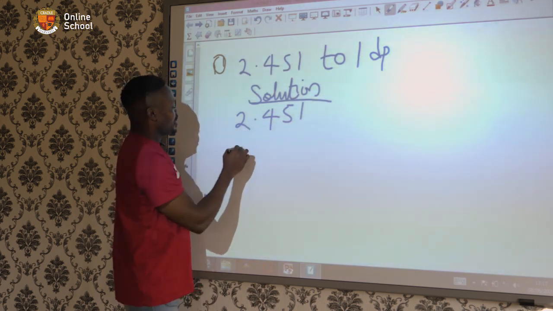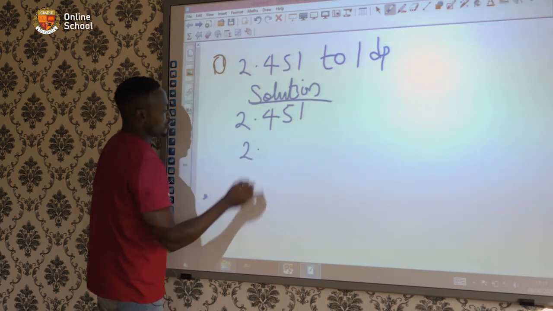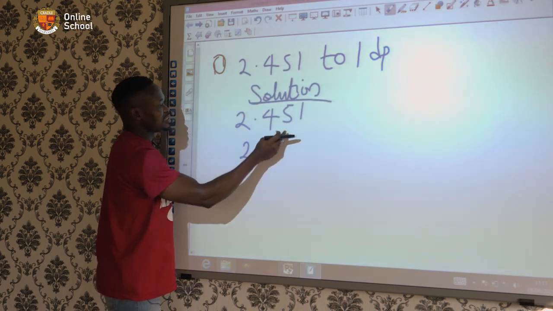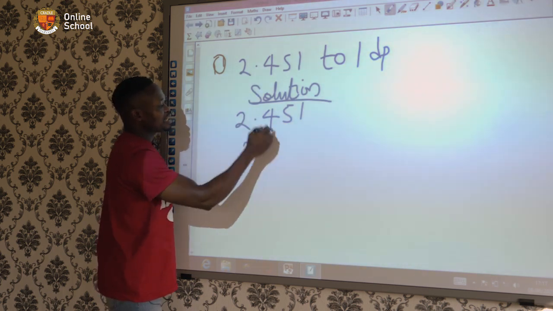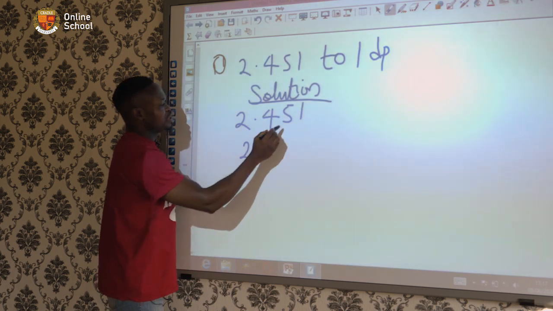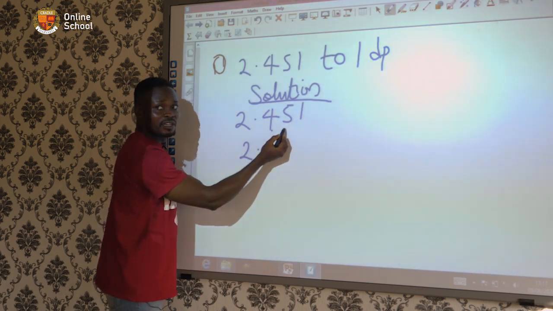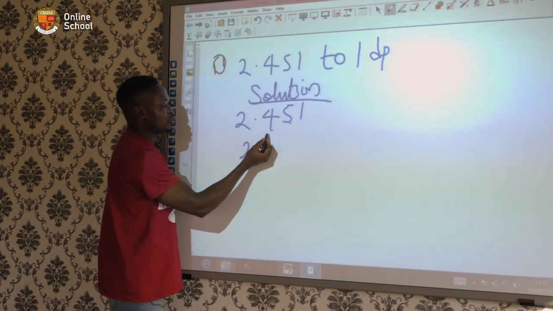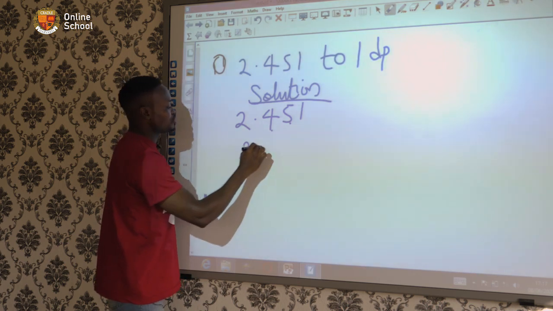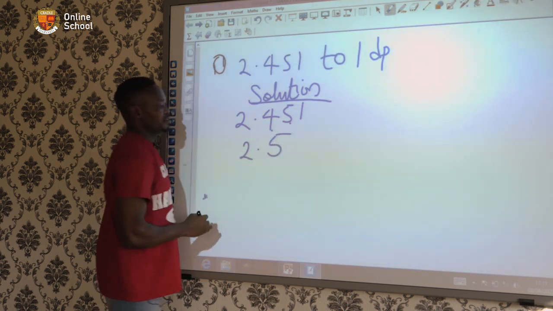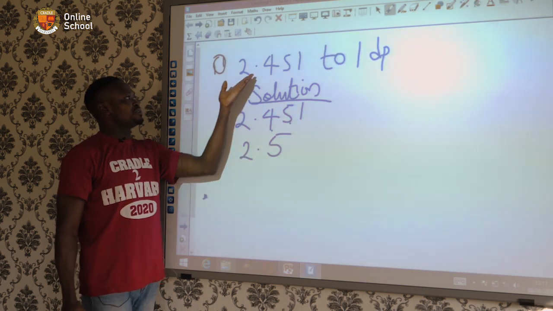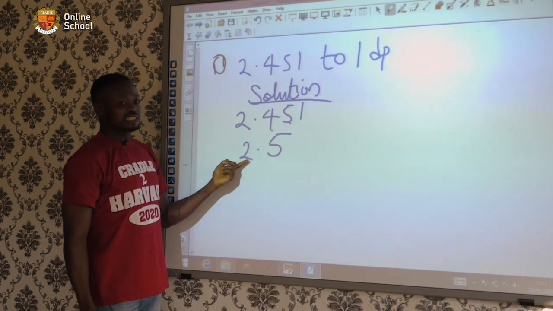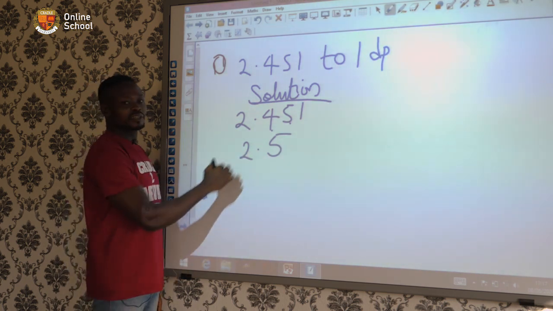Okay? From here, we now write 2 point. What is the next digit now? The next digit here is 4. But we are asked to approximate to 1 decimal place. You consider this digit here, which is 5. Since it's up to 5, you take 1 from here and add it to 4 to make it what? 5. Then the answer becomes 2.5. That is, we have approximated 2.451 to 1 decimal place. And it's now what? 2.5.